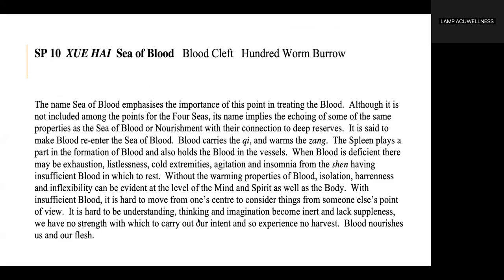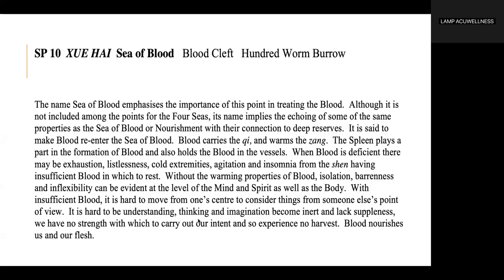Blood carries the chi and warms the zang. The spleen plays a part in the formation of blood and also holds the blood in the vessels. When blood is deficient, there may be exhaustion, listlessness, cold extremities, agitation, and insomnia from the shen having insufficient blood in which to rest. Without the warming properties of blood, isolation, barrenness, and inflexibility can be evident at the level of the mind, spirit, and the body.